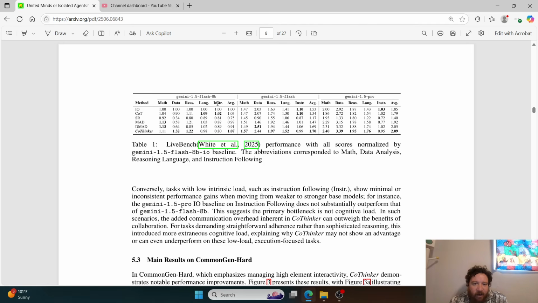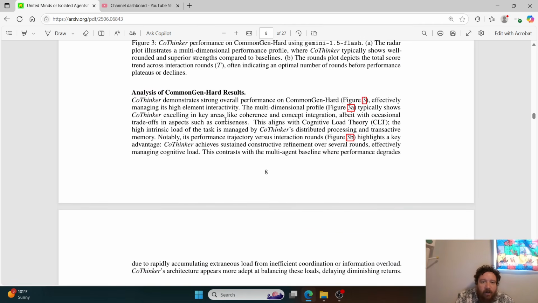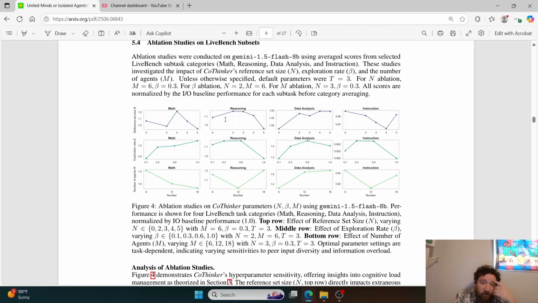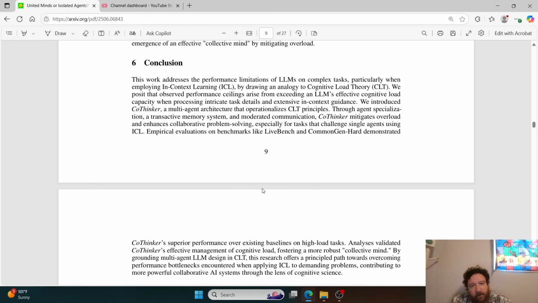I don't trust any of these benchmarks ever, but in the benchmarks that they produce, it's off the charts as to the increased performance overall. It's very easy and simple to test this for yourself. This co-thinker framework is very similar to a mixture of experts architecture. If you're asking yourself what the difference exactly is between this co-thinker and mixture of experts, I think that would be a good question to ask.